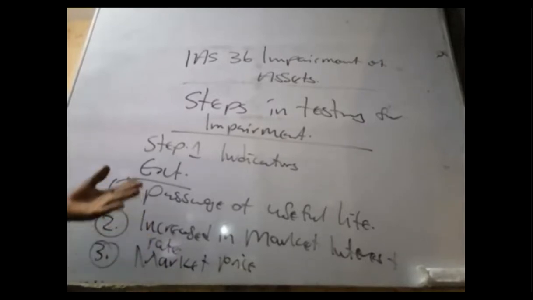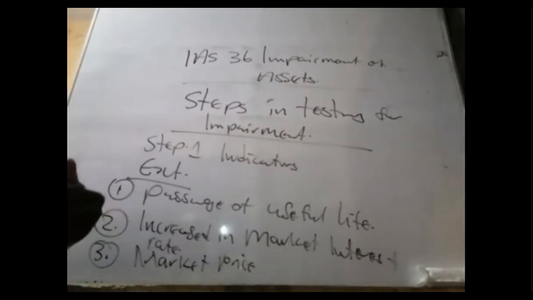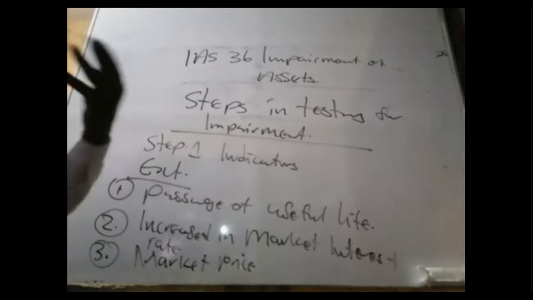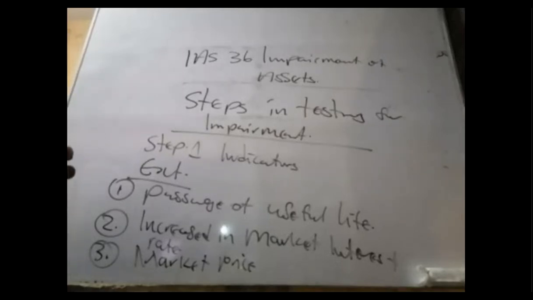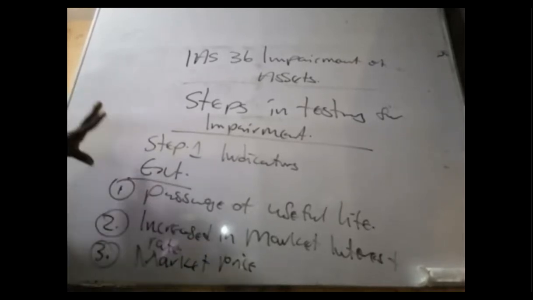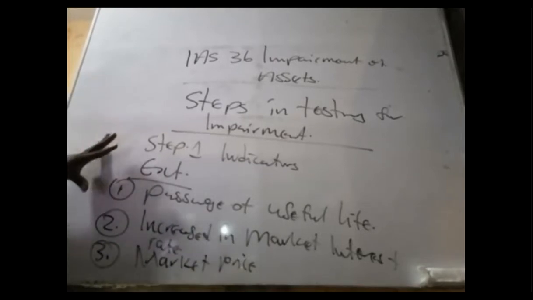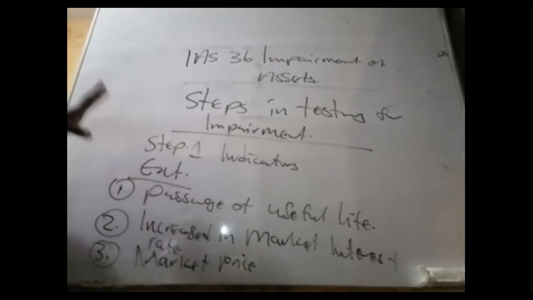Sometimes the value of the underlying assets could be obtained from another base, and if this base changes adversely, it will probably affect some of the underlying assets. So these are indications. In the steps to test for impairment, first, make sure that there's an indication.